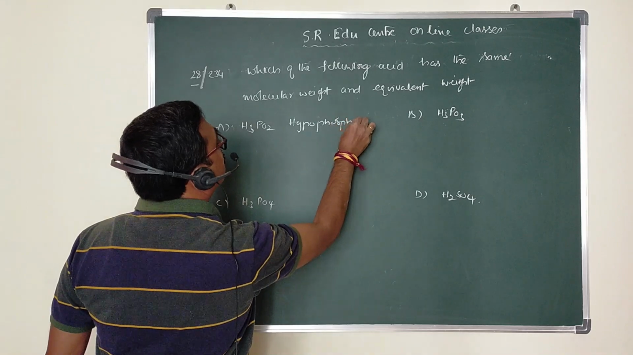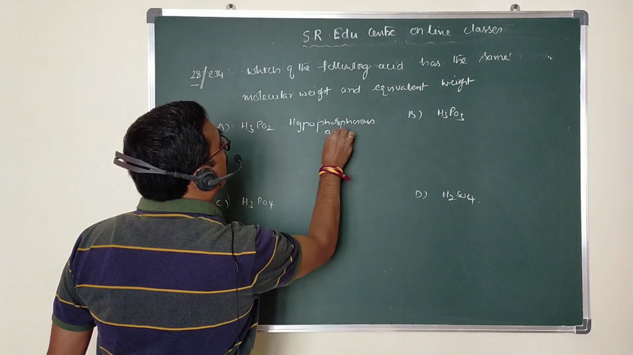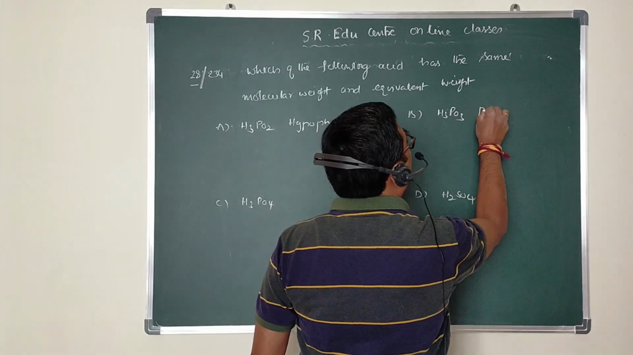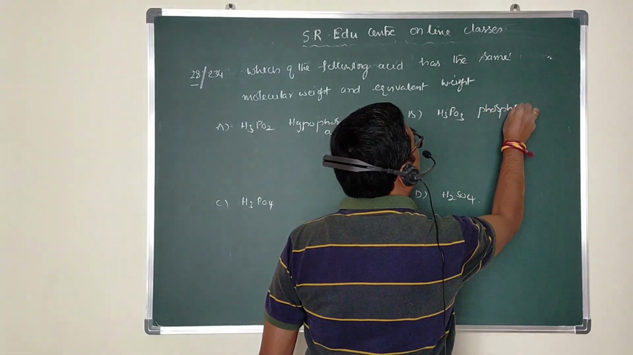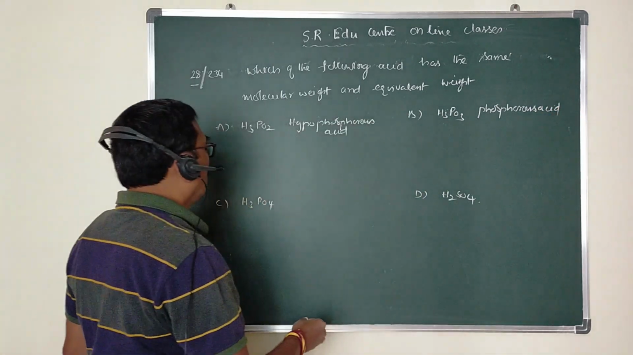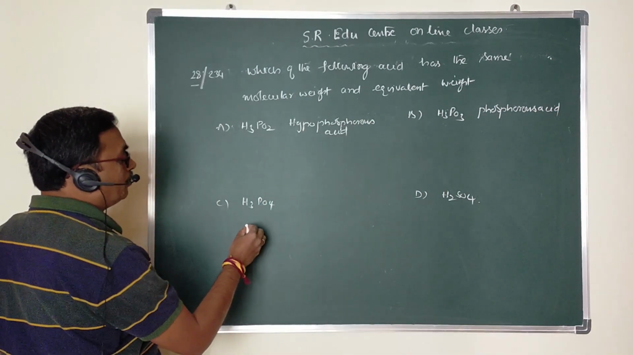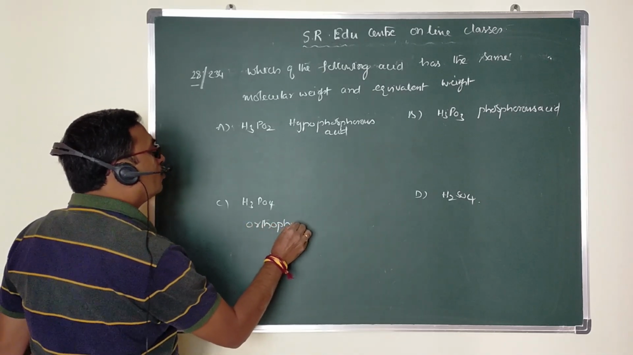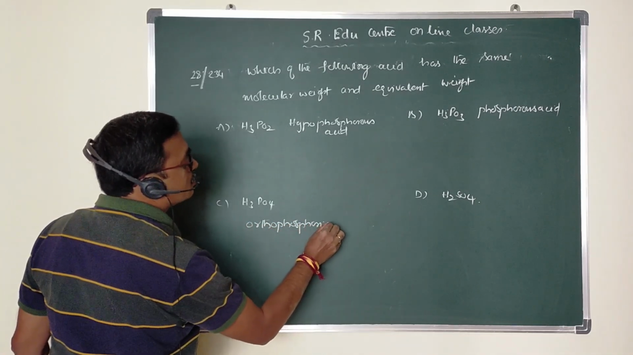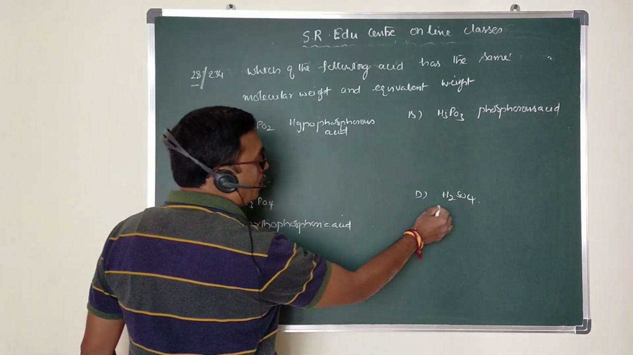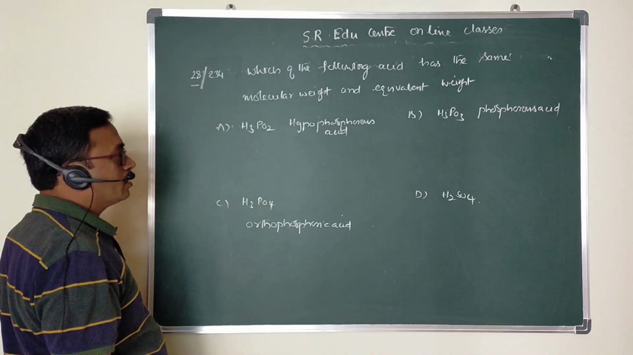hypophosphorus acid. H3PO3 is the phosphorus acid. H3PO4 is the orthophosphoric acid, or simply phosphoric acid, and you know that H2SO4 is the sulfuric acid.